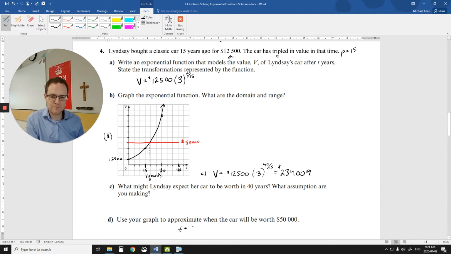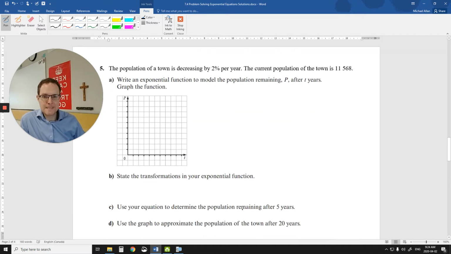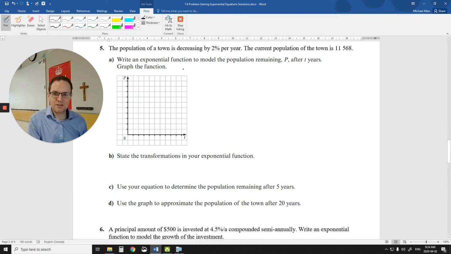T is equal to 18.9 years. There you go. Looking pretty good. So here we've got a population of a town decreasing. I want to create an equation. P is equal to, I want to do a population P after T years, it's decreasing by 2% per year.